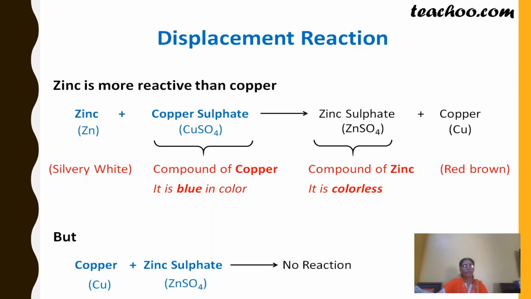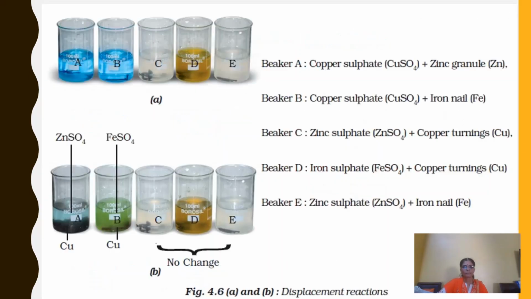That is, zinc is more reactive than iron, and iron is more reactive than copper. Can copper displace zinc from zinc sulfate? No. Can copper replace iron from iron sulfate? No, there will be no reaction because copper is less reactive than zinc as well as iron.